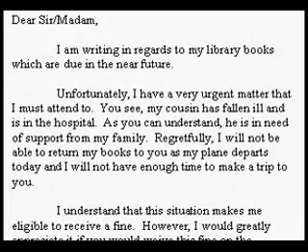Okay, now let's read the entire thing together. Dear Sir, Madam, I am writing in regards to my library books, which are due in the near future. Unfortunately, I have a very urgent matter that I must attend to. You see, my cousin has fallen ill and is in the hospital. As you can understand, he is in need of support from my family.